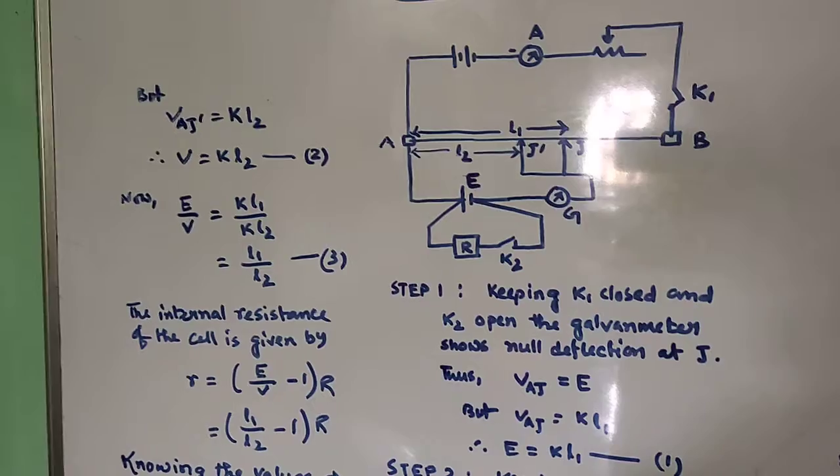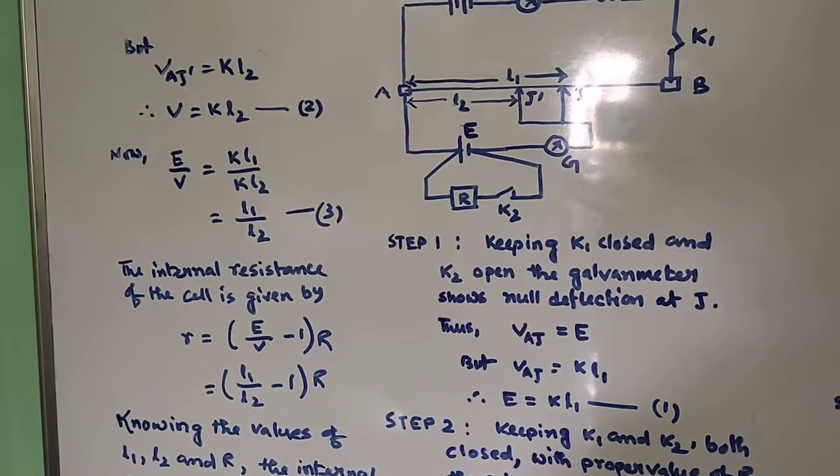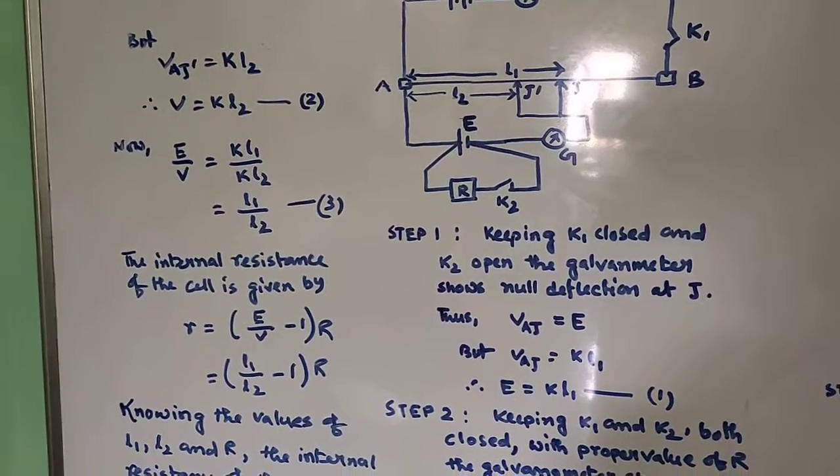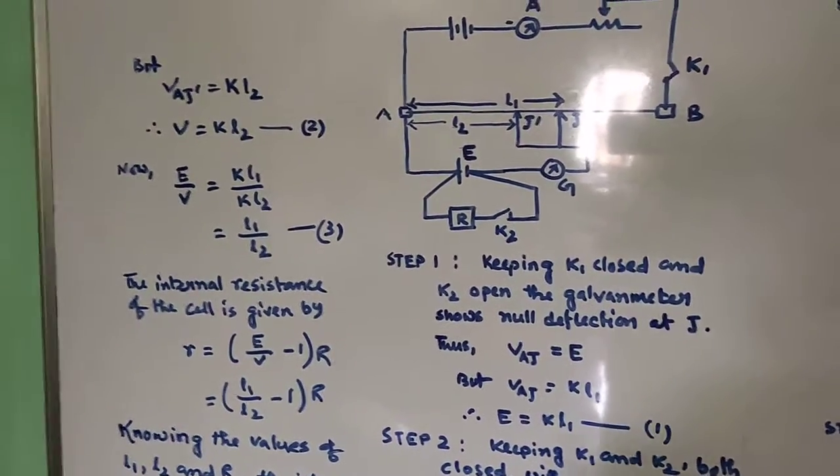Now you have to take the ratio, that is E by V. So E by V is KL1 by KL2. So you are getting L1 by L2. Here L1 has a higher value than L2.